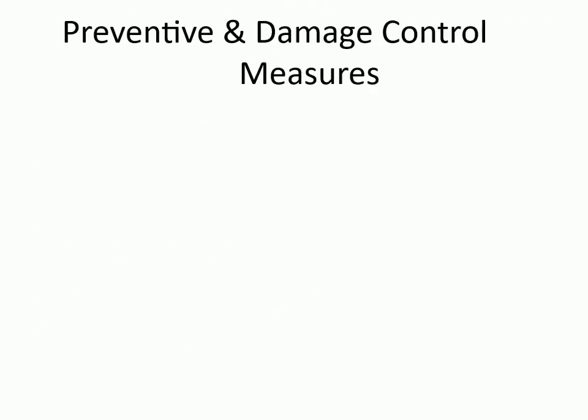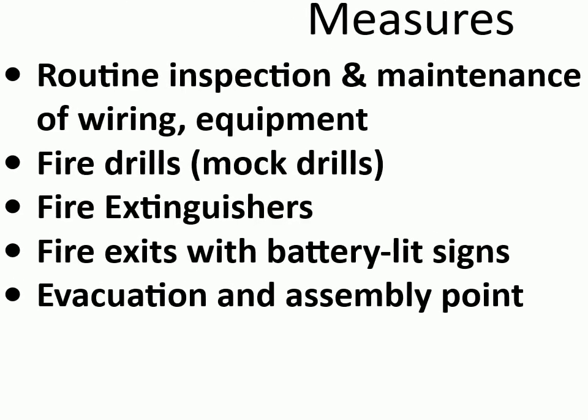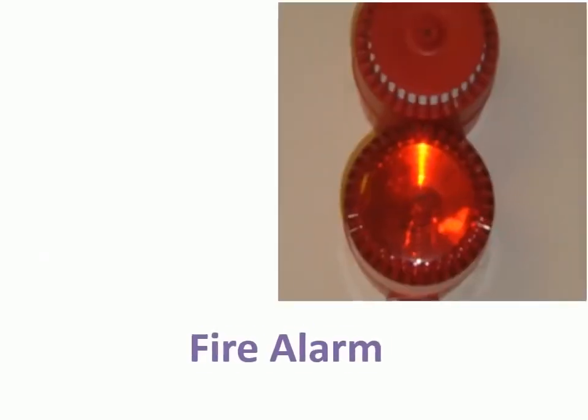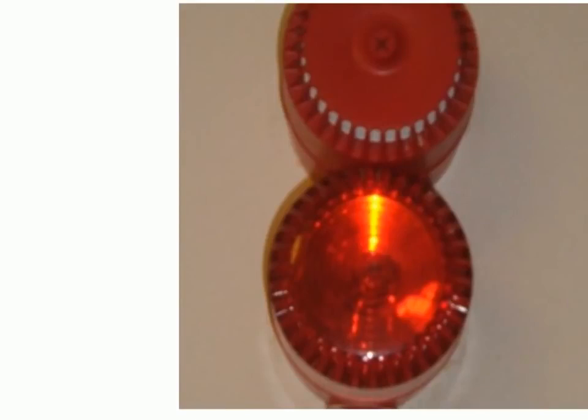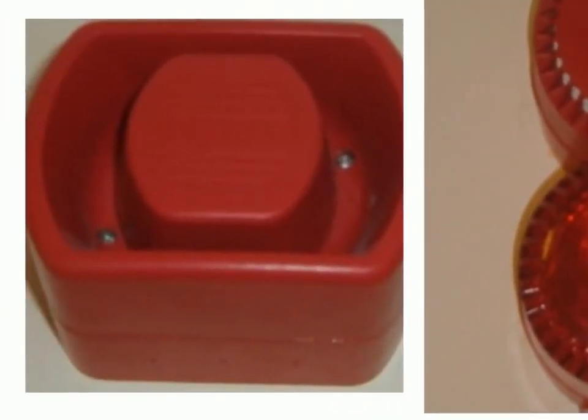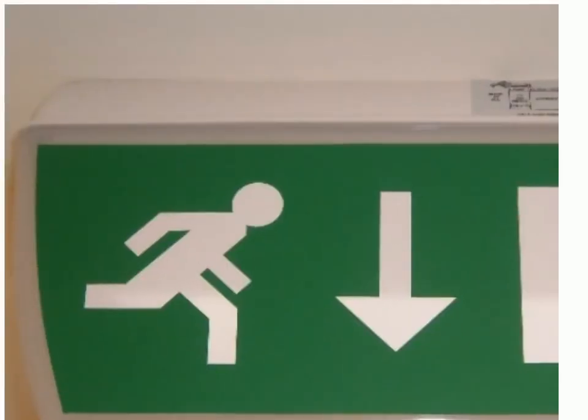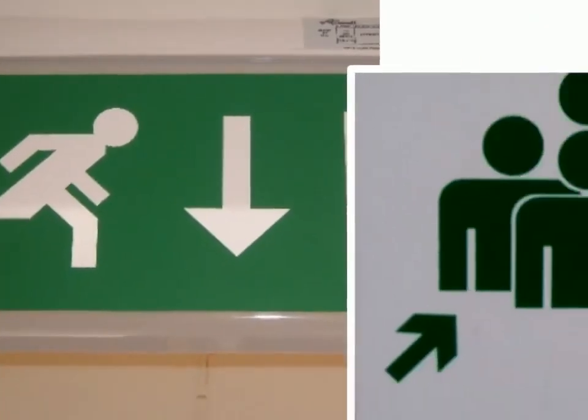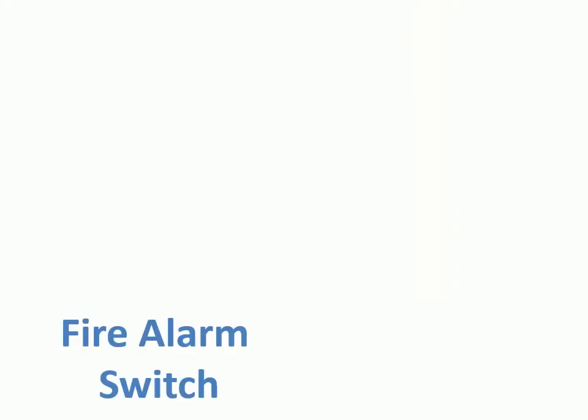Preventive and damage control measures. Routine inspection and maintenance of wiring and equipment. Fire drills, mock drills. Fire extinguishers, fire exits with battery lit signs. Evacuation and assembly point. Fire alarm. Signage to show the way. Fire alarm switch.